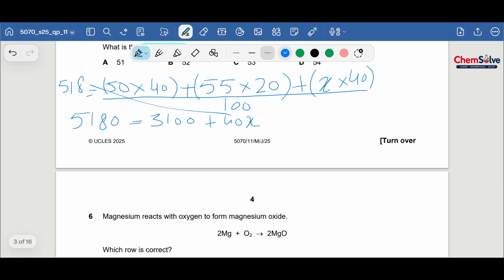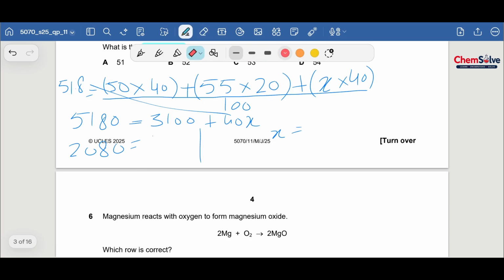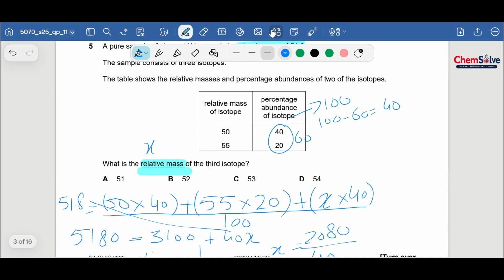So 5180 minus 3100, it will make 2080. You can use your calculator for this calculation, and that is 40x, and eventually x would be 2080 divided by 40, and using calculator the answer is 52. So here the answer is 52. That's B.